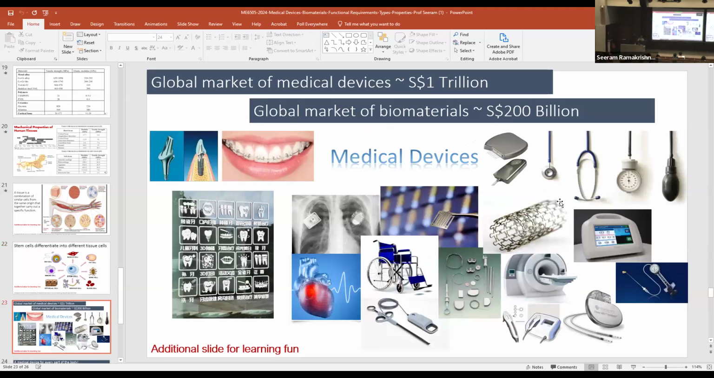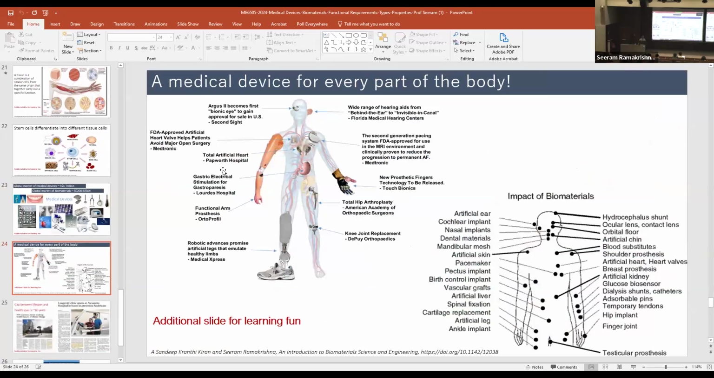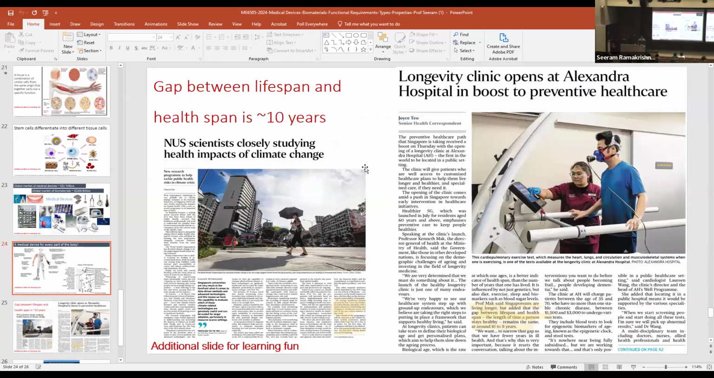So in summary of today's lecture, the global market for medical devices is about $1 trillion. It's not small. And the global market for biomaterials to make the devices would be about $200 billion. And there are lots of those devices. Right now, almost every part of the human body has some device for supporting, augmenting, treating, or helping. It's plenty.